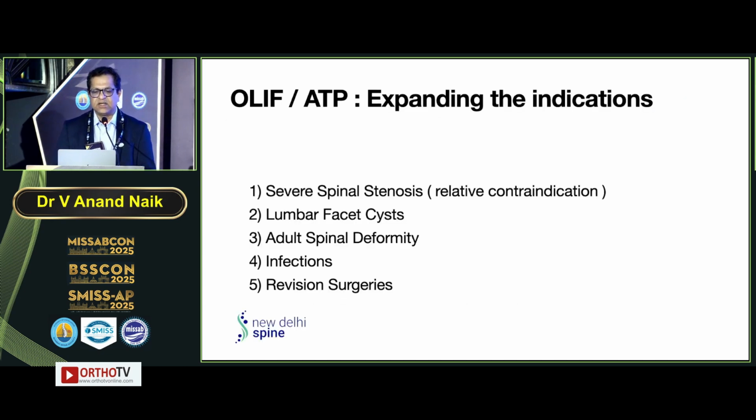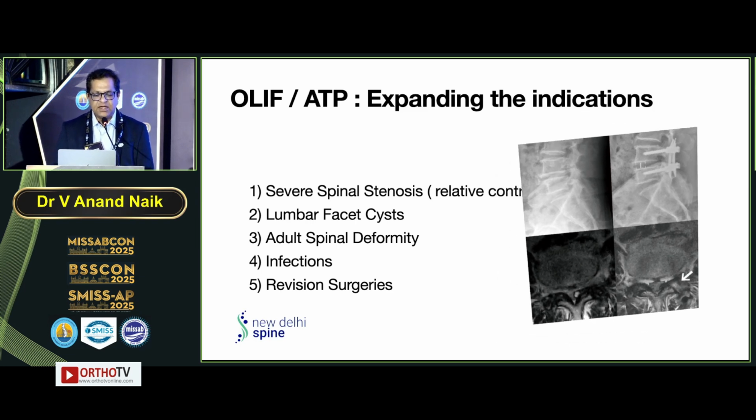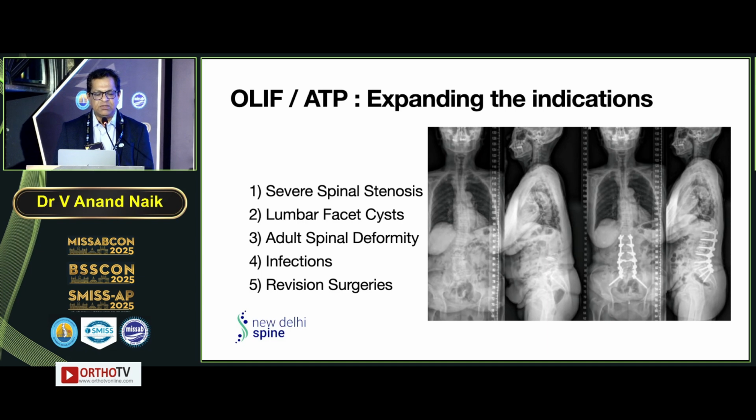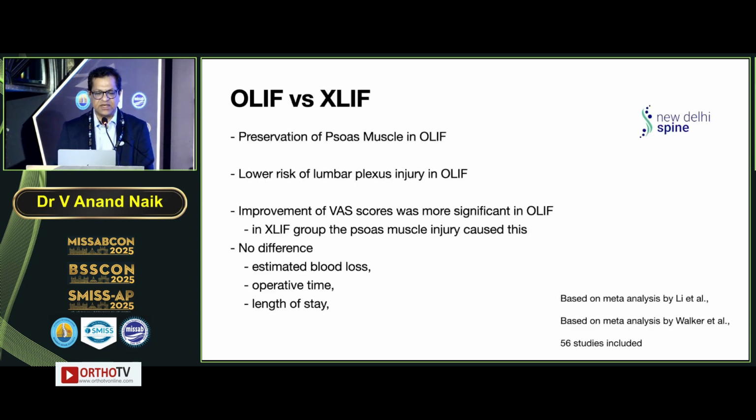Skip this. So now, OLIF or anterior to psoas, the indications are expanding. It can be used in severe spinal stenosis. Even in lumbar facet cyst, you can see how the facet cyst disappears after performing an OLIF. It can be used in adult spinal deformity to achieve very good lordosis and very good balance. Nowadays, this has already been utilized by some surgeons for infections like tuberculosis, fungal or bacterial infections, and it is a very good revision strategy as well.